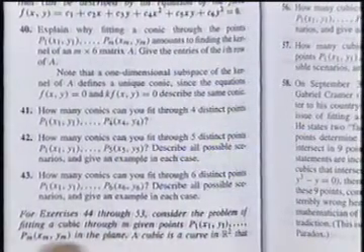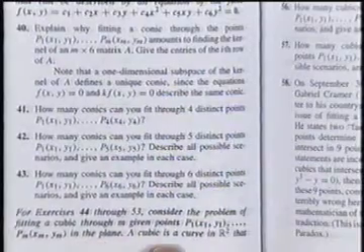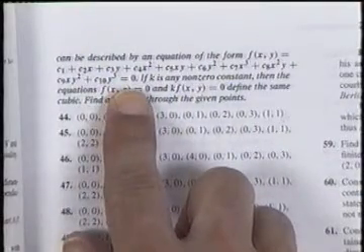Number 44. Okay, so basically number 44. So in this problem then, what we've got to do is consider the problem of fitting a cubic through the given points. Okay, a cubic is a curve that looks like this. If k is any non-zero constant, then the equations find the same cubic.